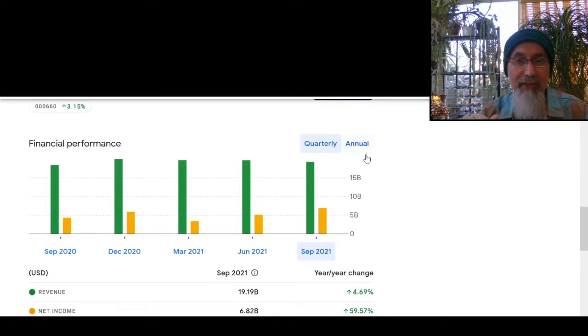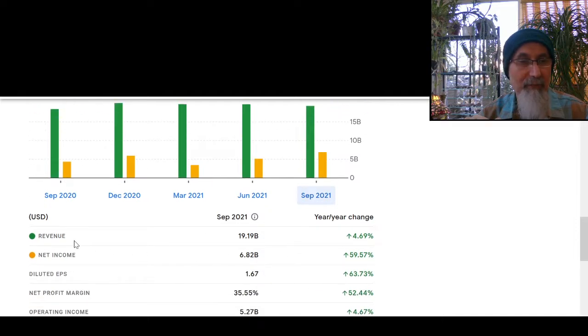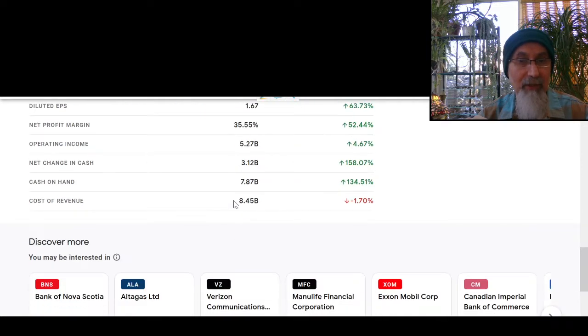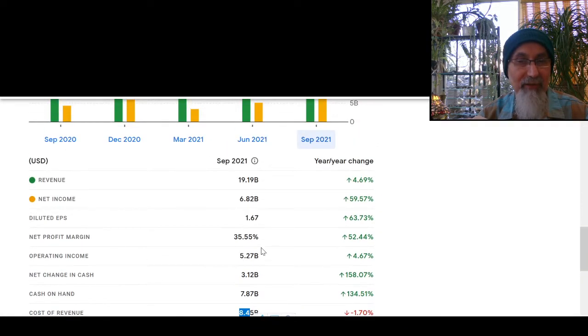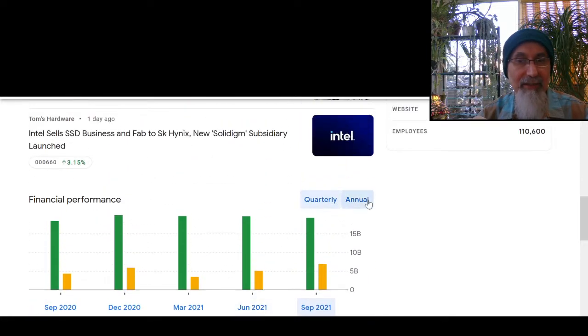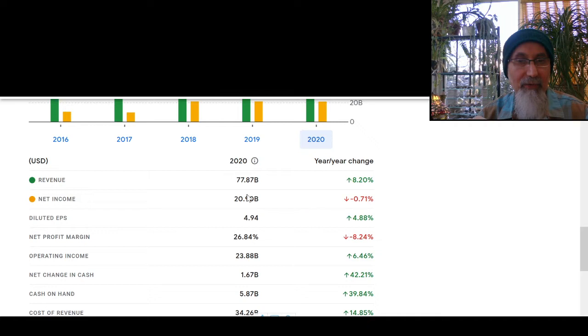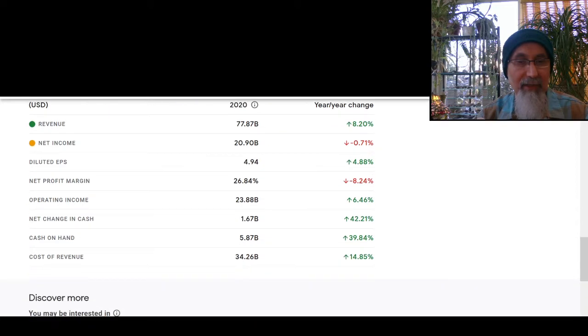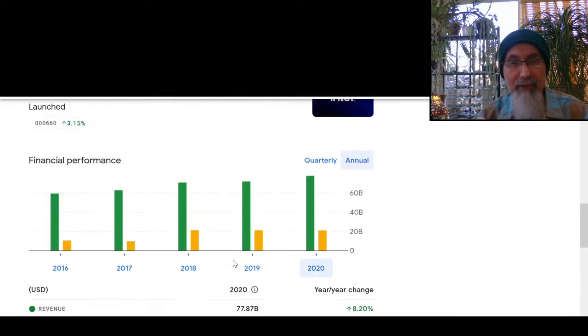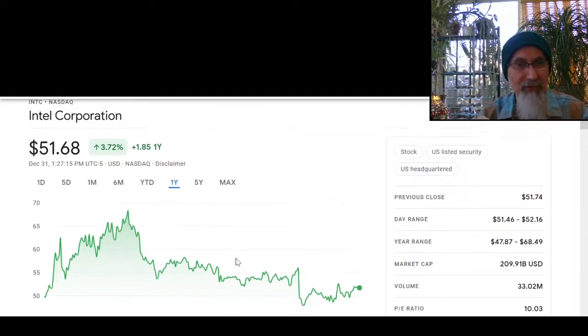Okay, you can come down here, you can look at what the financials were on a quarterly basis. So they had revenue of 19 billion, net income of 6.8 billion, cost of revenue of 8.45 billion. You can see all these metrics. This is the quarterly, and here's the annual. Okay, annual, they had 77 billion in sales, net income of 20 billion. Okay, down 0.71% from the previous year. Cash on hand of $7 billion, cost of revenue 34 billion, right? So that's the general chart for a year.